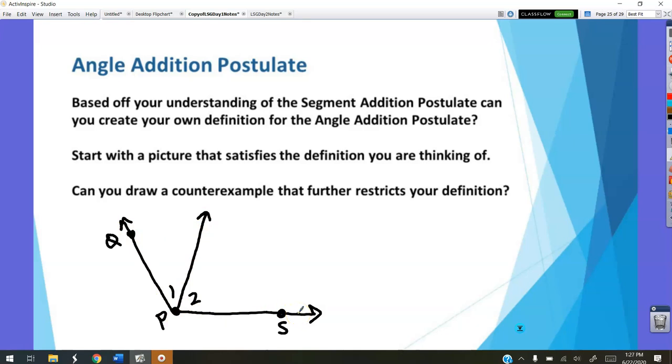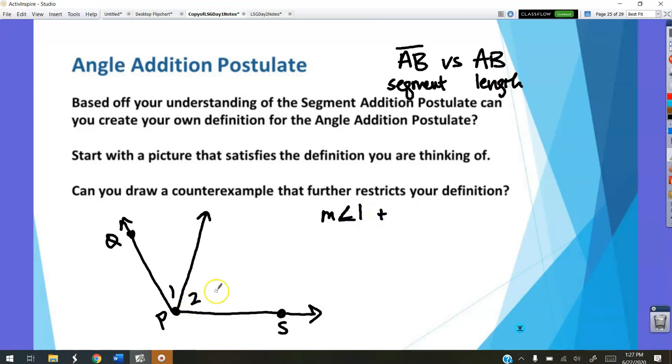Now I will tell you this. You know how earlier I said when we talk about a segment versus just its length, this is the actual segment figure. This is the length. When we want to talk about measures for angles, we put a little m in front of the angle. So this means measure of angle 1. So I'm going to take the measure of angle 1 and add to that the measure of angle 2. And all together that would add up to the big angle, and the big angle is QPS.